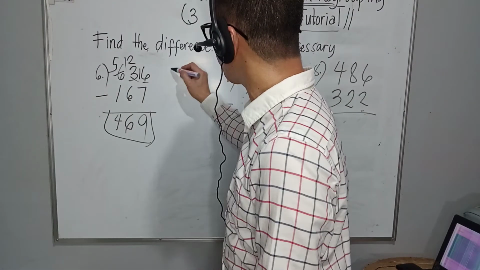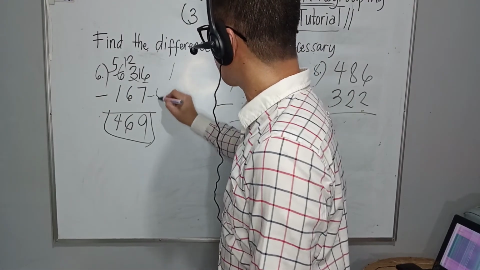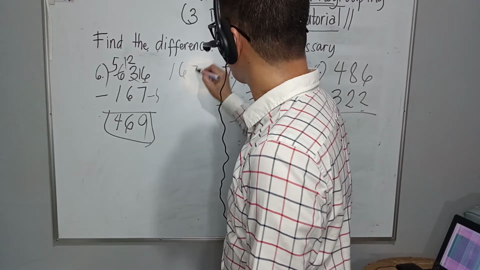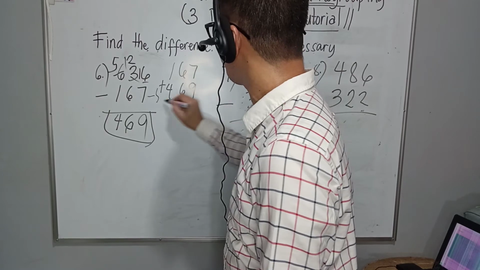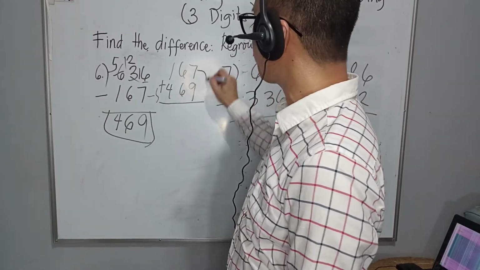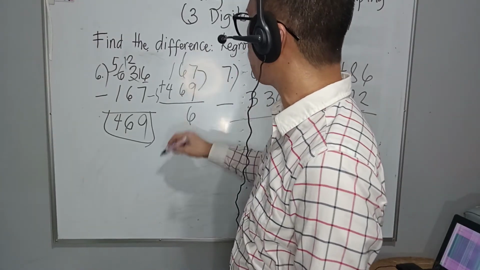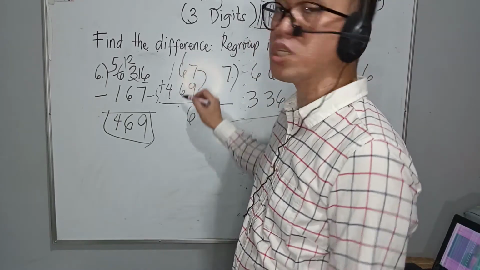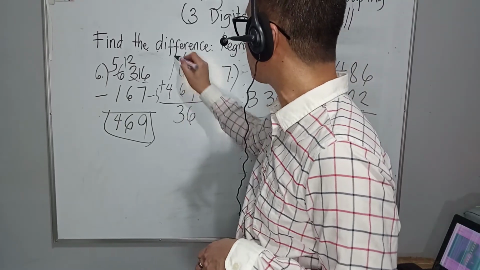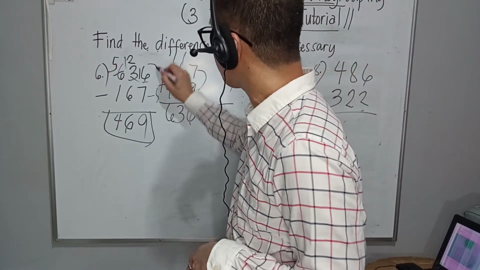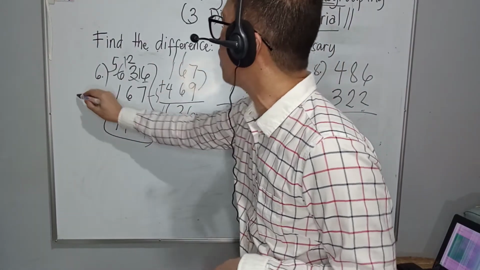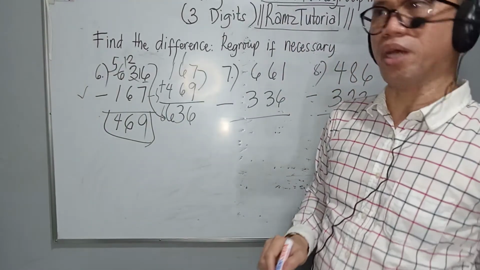Same procedure, guys. You write here the subtrahend, 167 plus 469. Now, 9 plus 7, so we have 16, regroup 1. So 1 plus 6 plus 6, so we have 13, regroup 1. 4 plus 1 plus 1, we have 6. So actually, guys, our answer is correct.